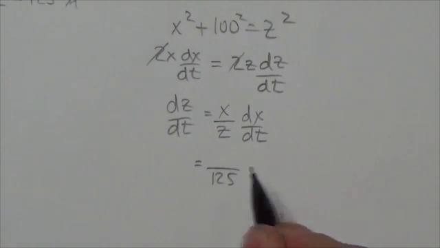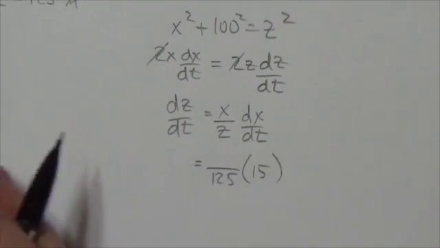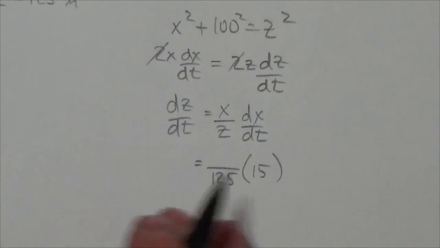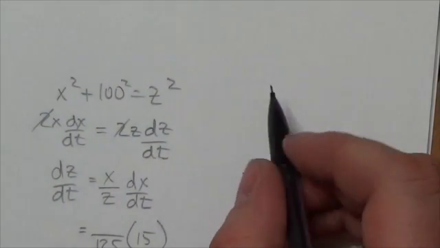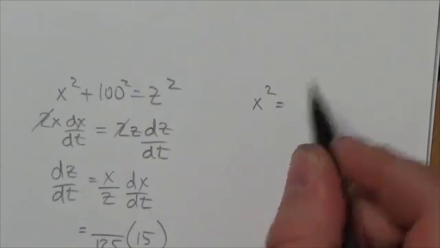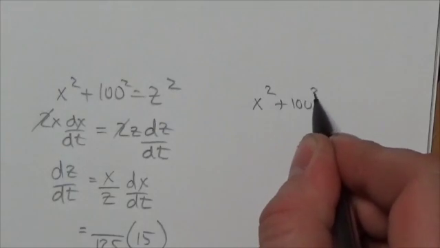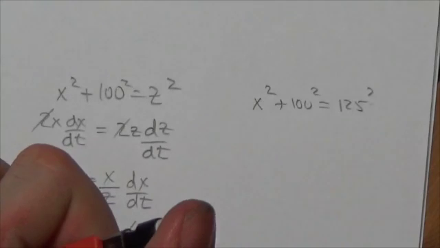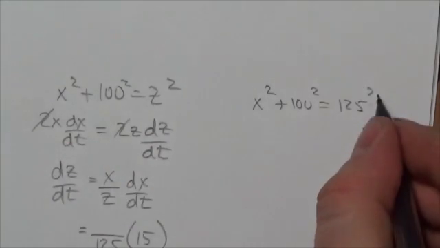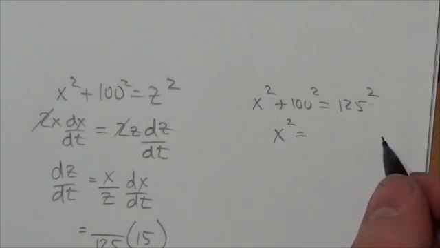Okay. Now, I know at this particular instant that I'm interested in that 125 meters of string is being paid out. I know that dx by dt is going to be 15. What I don't know is horizontally at this instant how far away that kite is. So I have to go back to the Pythagorean theorem. I have to figure out what x is. Oops, sorry. I'm going to add 100 squared, and this is going to be 125 squared. So now x squared is going to equal 125 squared minus 100 squared.